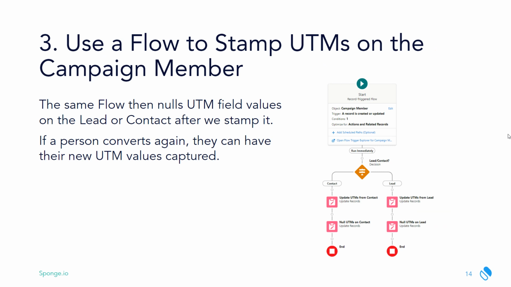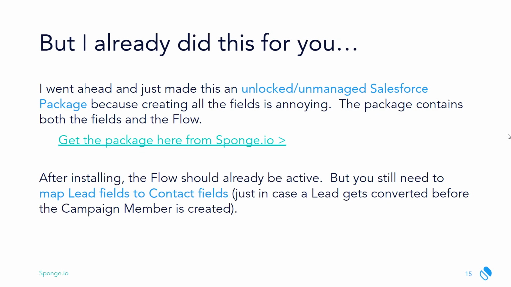And then usually there's a flow or, you know, historically Process Builder or maybe even Apex prior to those two existing, will grab the values from the lead or contact, stamp it onto the campaign member when it's created, and then null it back out on the lead or contact so that we can receive new UTMs on subsequent conversions.